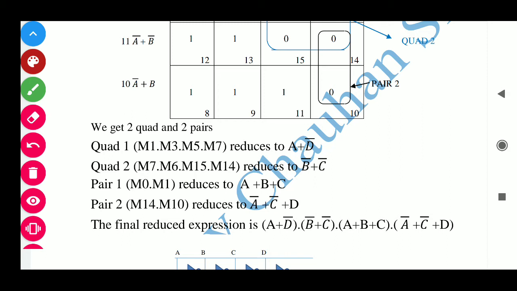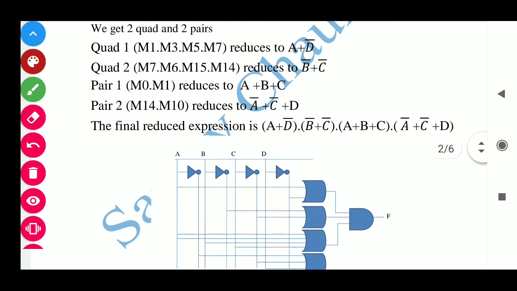The final reduced expression is now all these reduced expressions you write with the dot, and these expressions should be in between the brackets. So this is your reduced expression for this particular function. So in this way you can reduce product of sum using K-map. And after this, one part also comes in your examination. When you reduce this expression, you have to draw the logic diagram, and the logic diagram you have to draw like this way.